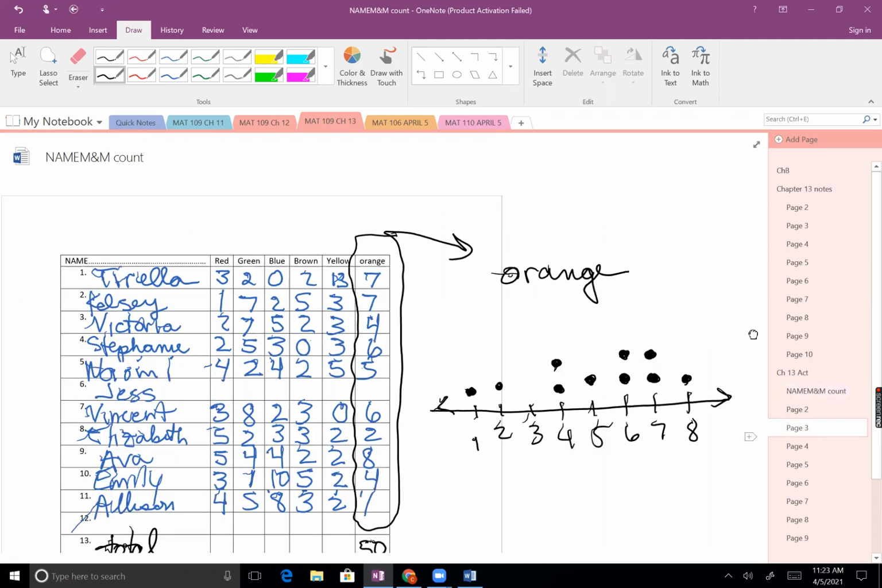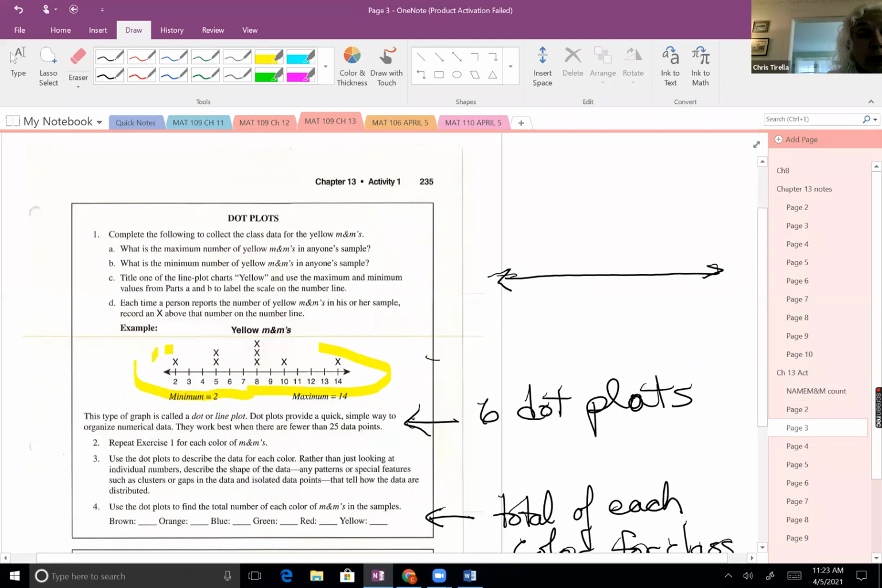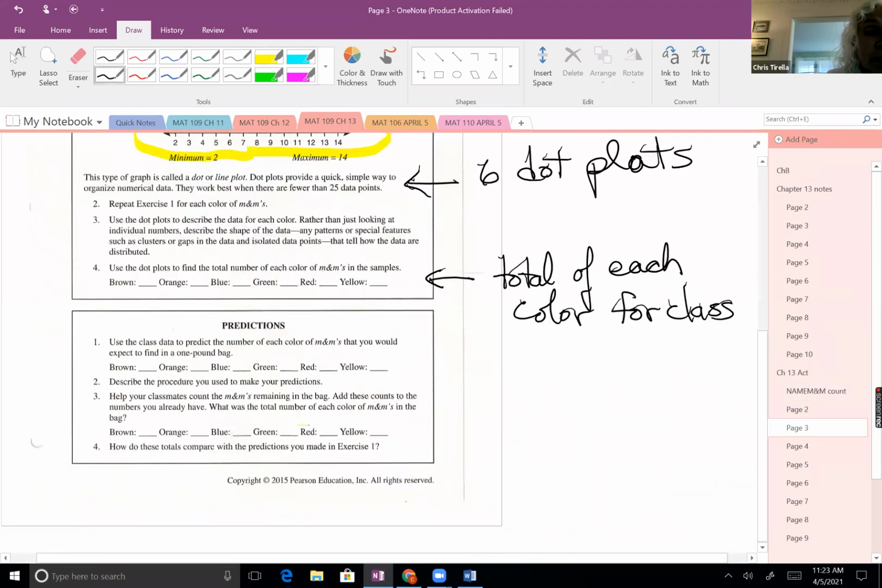And so it's where you're going to put the total. Over here, in terms of the predictions, we're not going to worry about that, because in order to do that, we would have all had to take our M&Ms out of the same 1 pound bag. And while you guys are doing the activity, I would count the colors that were left in the bag. But because we're not doing that, we're not going to use those predictions.